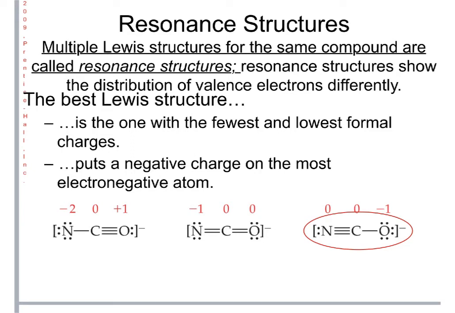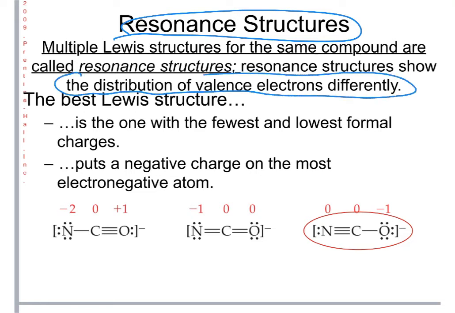All right. I have talked about the idea of coming up with multiple Lewis dot structures, and it turns out those are called resonance structures. So if you come up with more than one Lewis structure that has followed all the rules, you've used all your electrons, and atoms have octets, those are resonance structures. The only difference between resonance structures is the distribution of valence electrons.